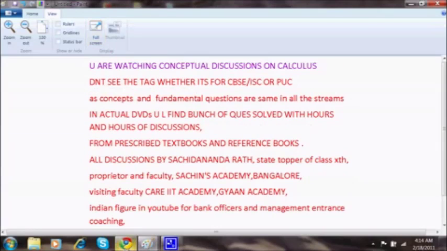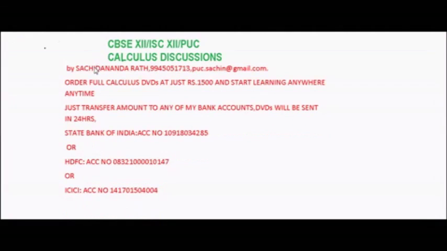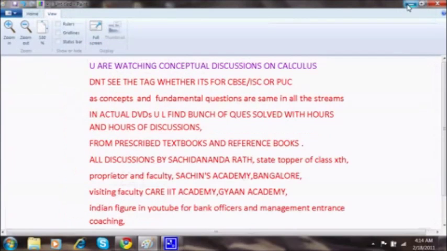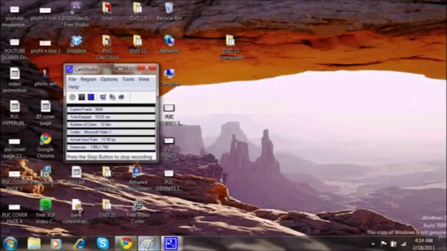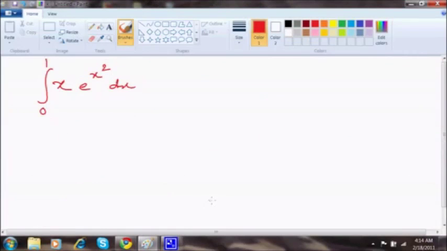This is the third discussion on definite integrals. I'm just redoing the sums and I'm getting rid of the change of the limits. What I do is I just do not see the limits at all.